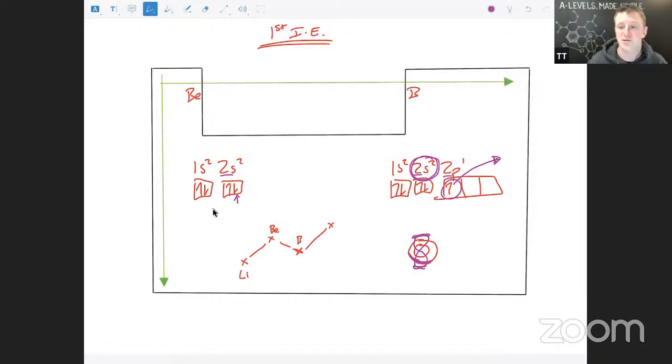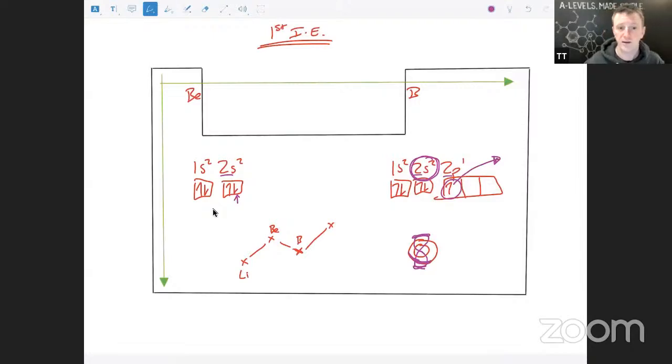So just like if we were trying to remove an electron in the third energy level, well, there's two energy levels below it, shielding it from the nucleus, making it easier to remove. So increased shielding means a lower ionization energy, right? And it's the same here, but we're talking on an orbital level as opposed to an energy level.